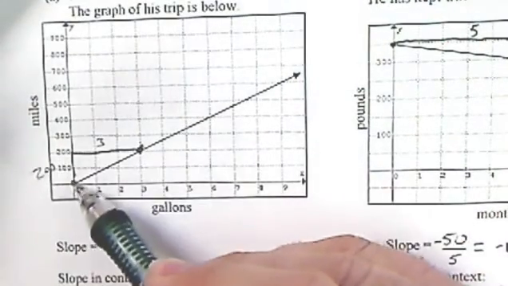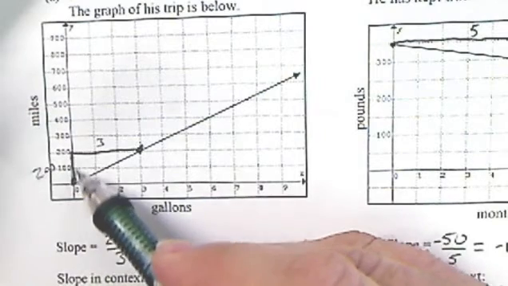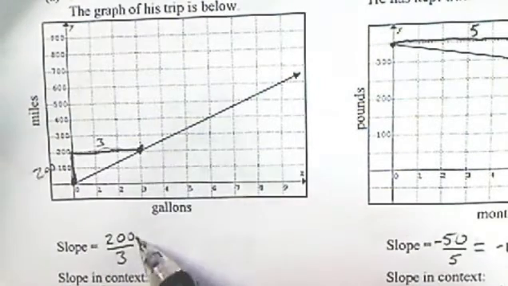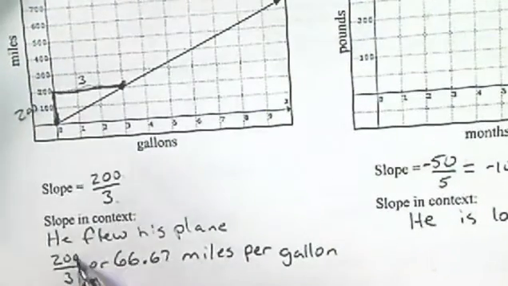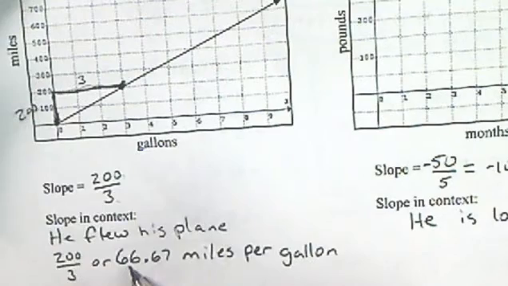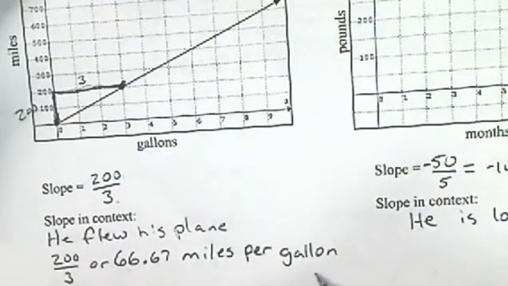Find a nice pretty dot. Rises 200, runs over 3. So it's 200 over 3. He flew his plane 200 over 3, or 66.6 miles per gallon.